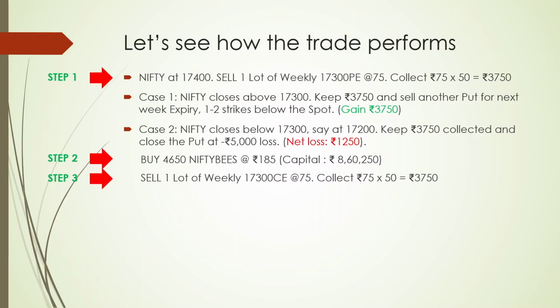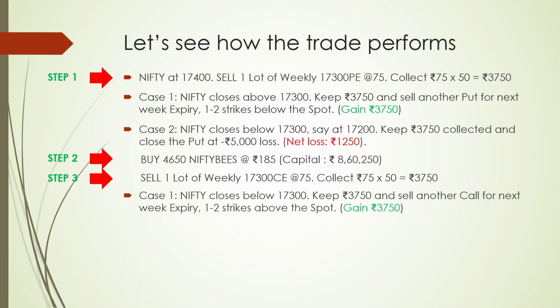Now the market is at 17,200. So we will go and sell the next week weekly 17,300 option for 75 rupees. Just one strike out of the money you can go and sell. Here again you will collect 3,750 rupees. So again same case. Right now what do you have? You have 4,650 quantity of Nifty Bees with you at 185 rupees, and you have an open call sell position at 17,300 for 75 rupees.